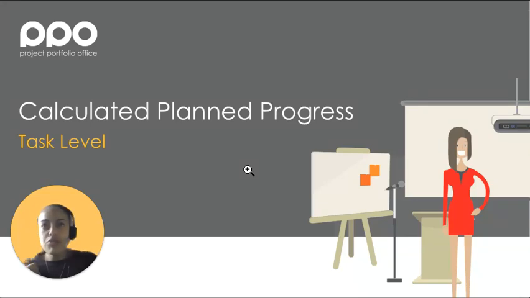This is Taryn from Project Portfolio Office, and I'll be introducing the new feature that calculates planned progress at a task level. So, before we start, I'd like to talk about why planned progress is a key metric when understanding progress performance on projects. Planned progress represents the progress that should have been achieved according to the project schedule.